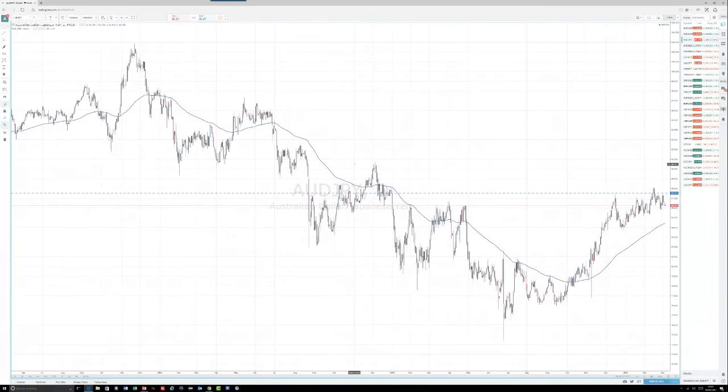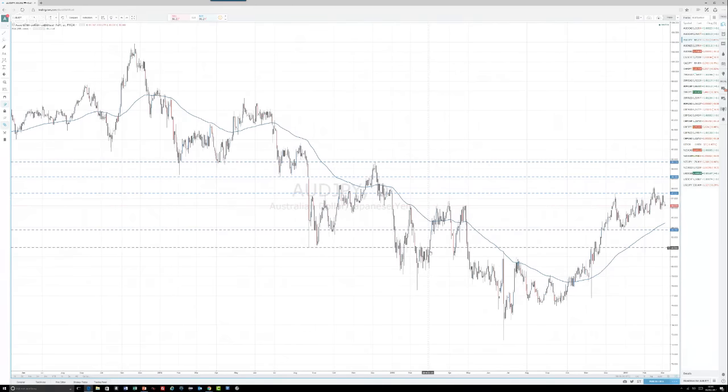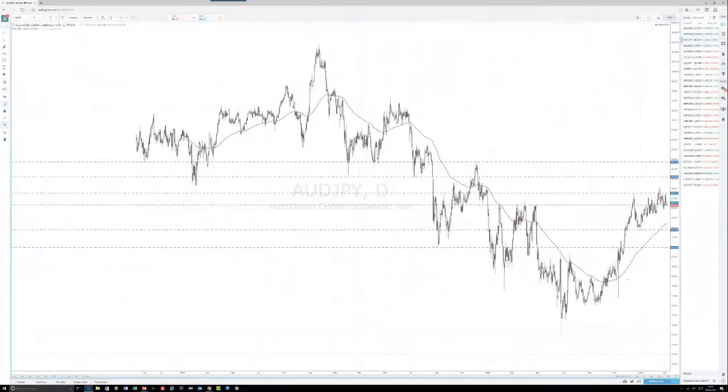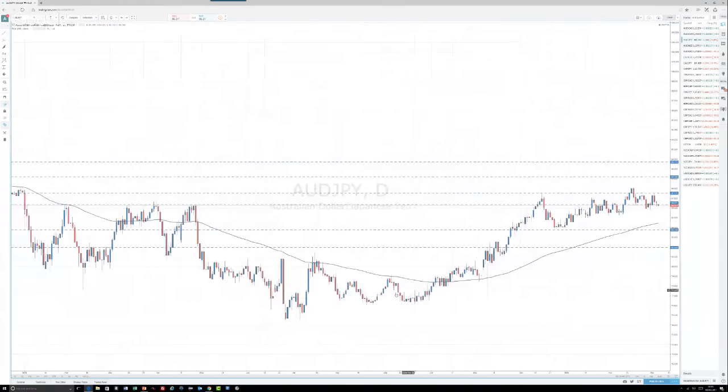Now, let's put in our other levels. So we have this level over here, this high over here, this low down here. And we've got this area here that the price is currently playing with. So from a longer term perspective, you would have to say that the market is moving up. Overall, the bias is to the upside. However, we've got a little bit of a pullback right now.